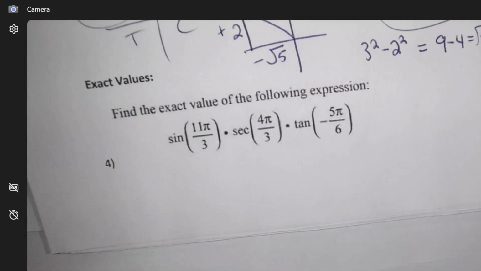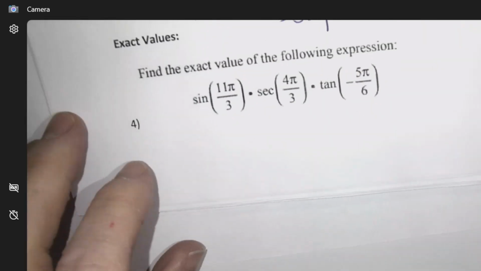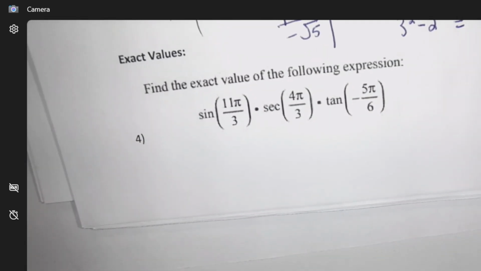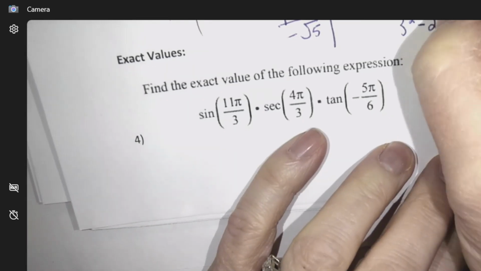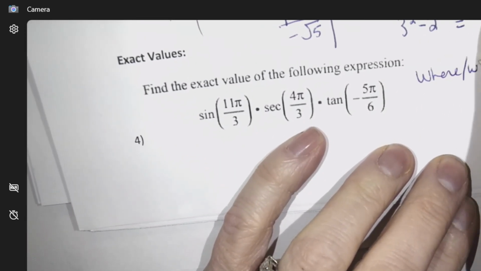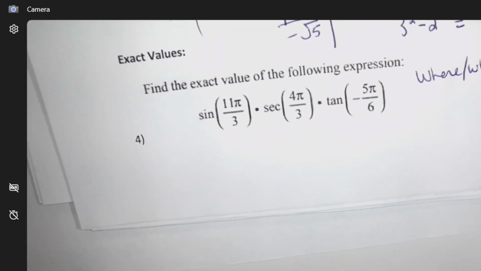Okay, finding exact values. So I need you to think of 2 things with exact values. Where are you and what are you looking for? Where are you and what are you looking for? Okay.